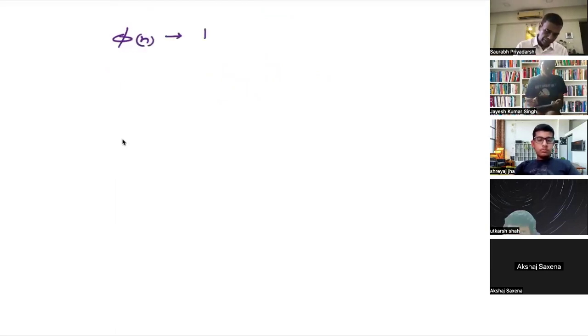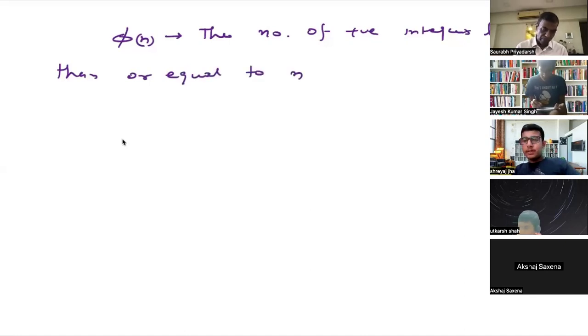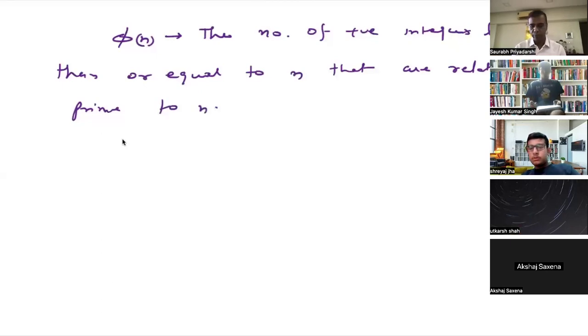Phi of n is the number of positive integers less than or equal to n that are relatively prime to n, right? Phi of p, this is the prime number. Relatively prime to n, what is the meaning of this?